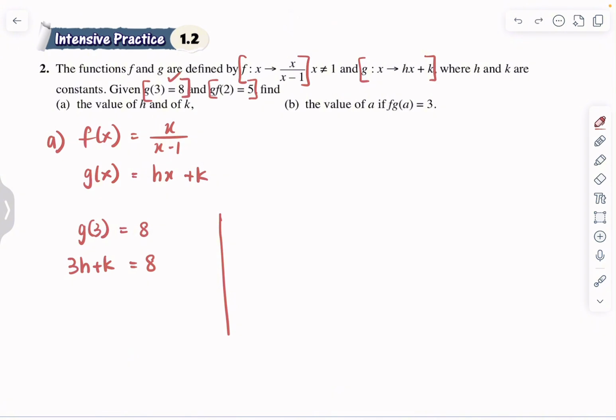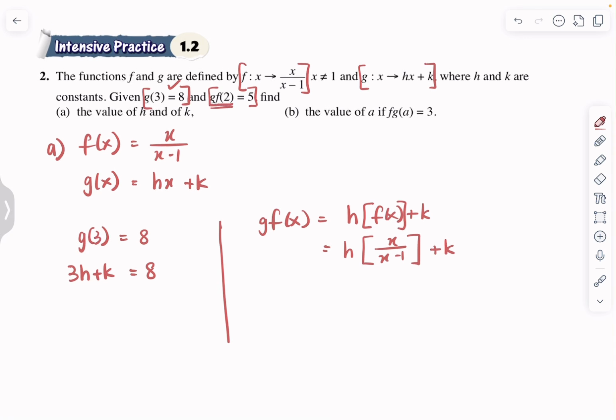So let's first find what is gf(x). We know g(x) is hx plus k. g(y) will be hy plus k. So gf(x) will be h times f(x) plus k. Then we can sub in the value of f(x). So h times x over x minus 1 plus k. Okay. And then they said gf(2) is 5.